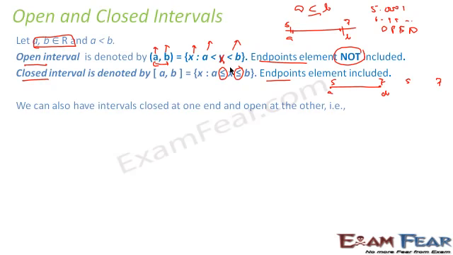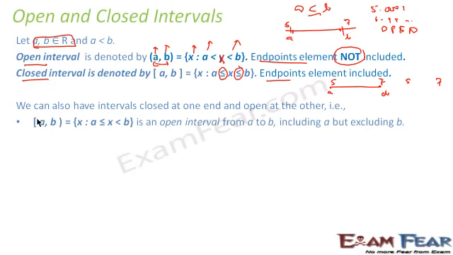So we can also have semi-open and semi-closed intervals, which are open at one end and closed at the other end. For example, this one is closed at A, open at B. So you see x is greater than or equal to A but less than B. If you see the difference, this is greater than or equal to, this is less than. So this is a typical example of an interval from A to B, including A because A is closed, but excluding B because B is open. So one side is open, one side is closed.